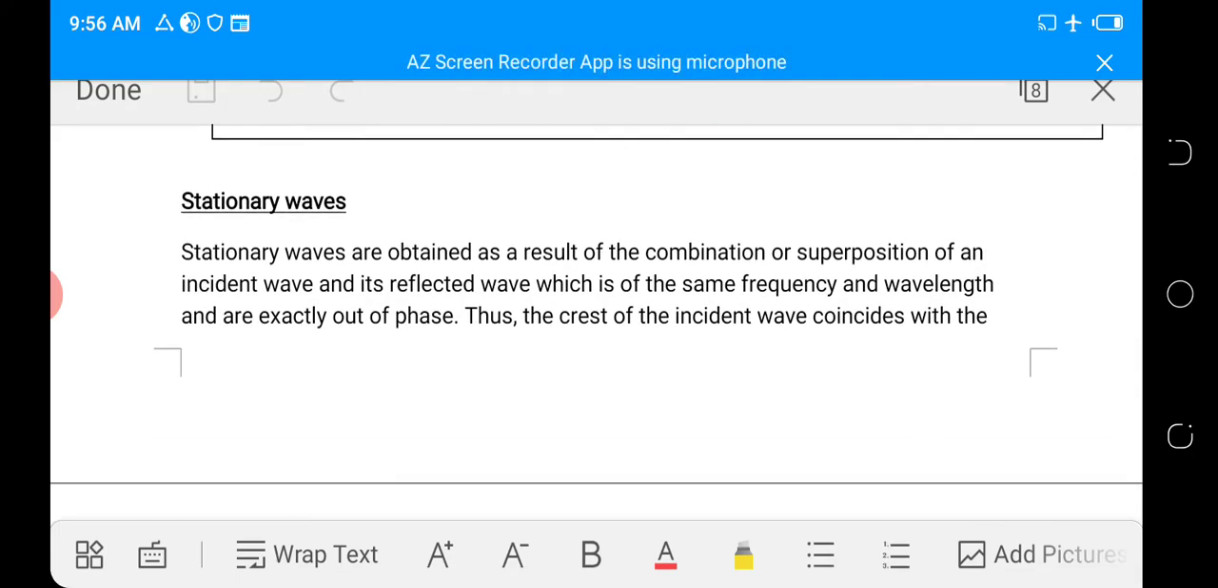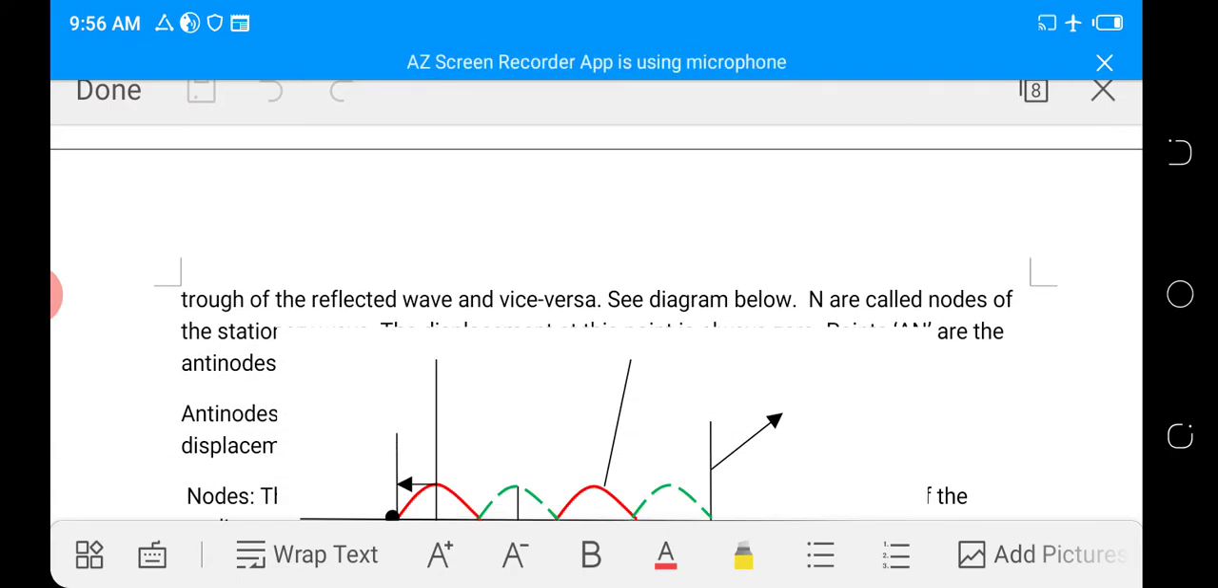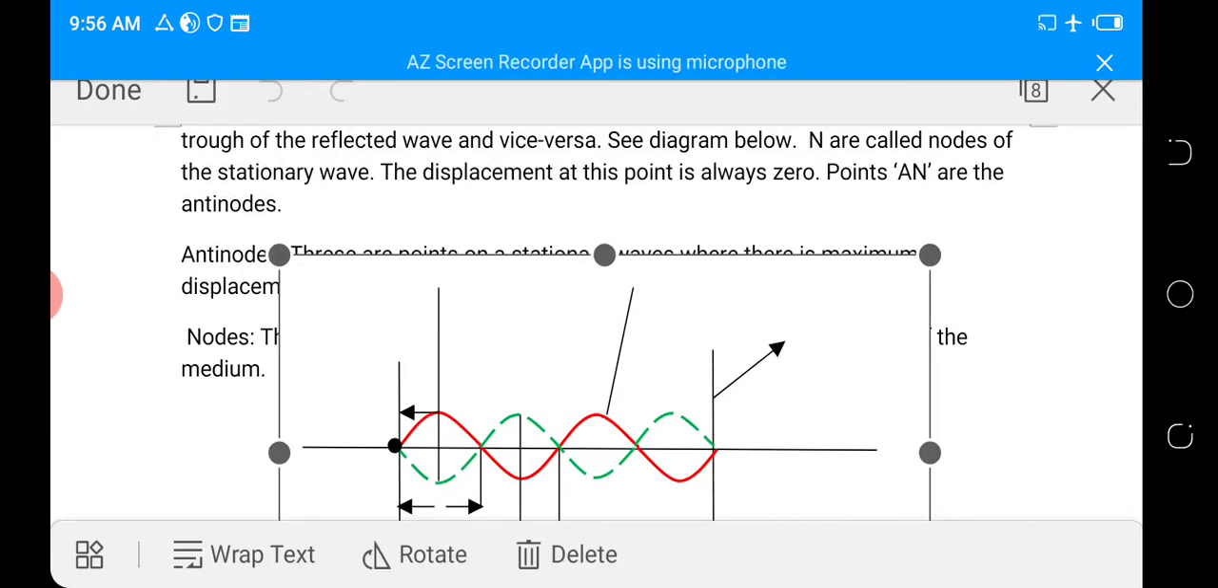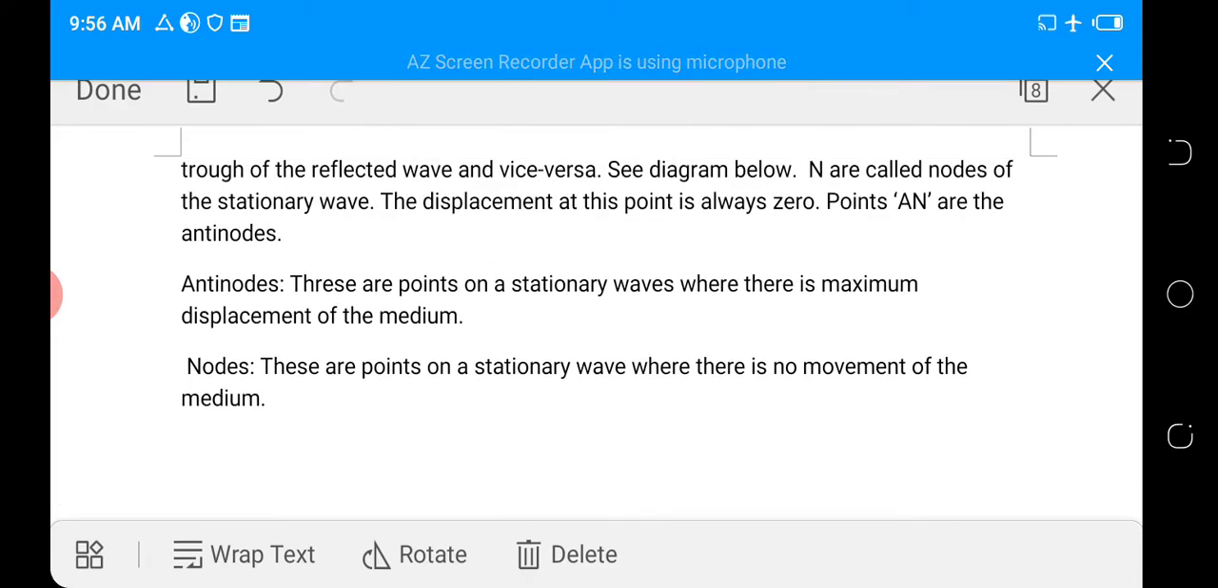Stationary waves. Stationary waves are obtained as a result of the combination or superposition of an incident wave and its reflected wave, which is of the same frequency and wavelength and are exactly out of phase. Thus, the crest of the incident wave coincides with the trough of the reflected wave, and vice versa. The diagram below shows two notable points on the stationary waves.